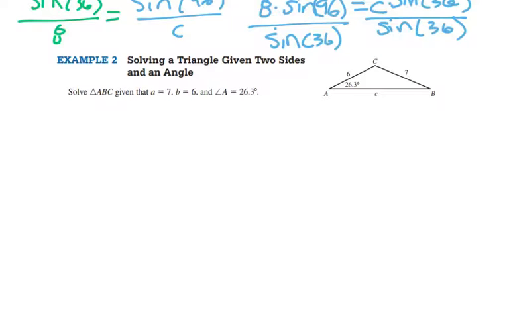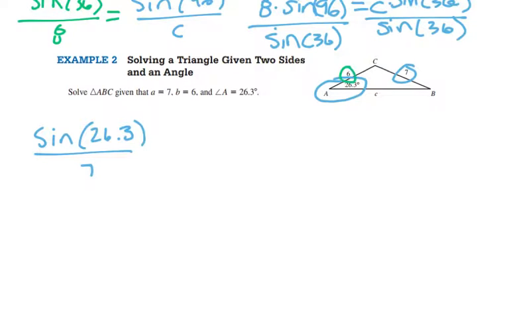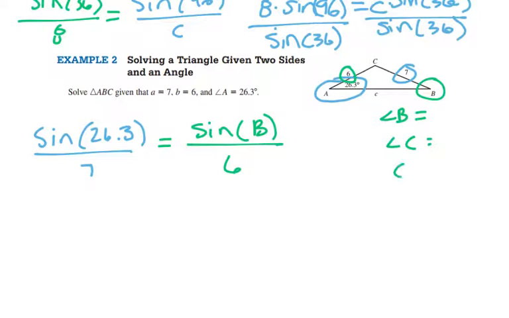Alright. Then in our next one, we're going to solve again. So we're trying to find all of our missing pieces. We only have one angle this time, which is totally fine. So now we're going to do, let's see, sine of 26.3 in a fraction with 7, and then that's going to be set up with 6 and b. So for instance, sine of angle B over 6, because we're missing angle B. We're also missing angle C, and then also the measurement of side c.